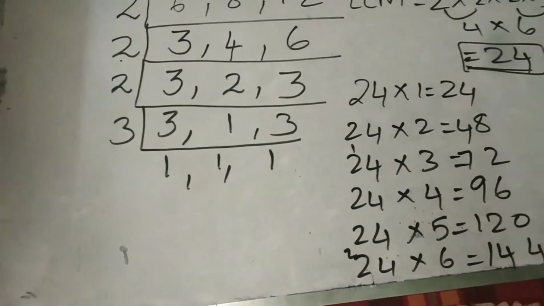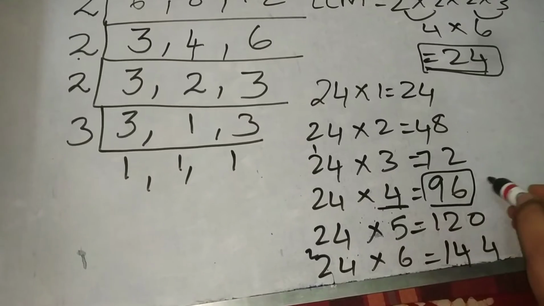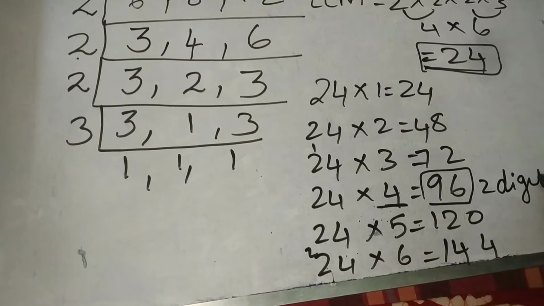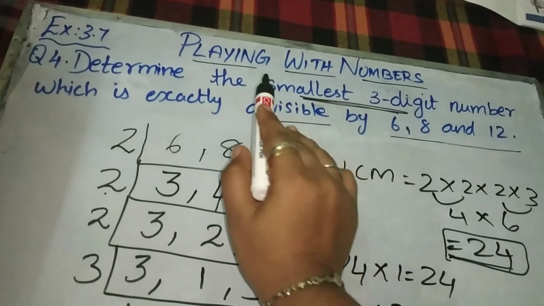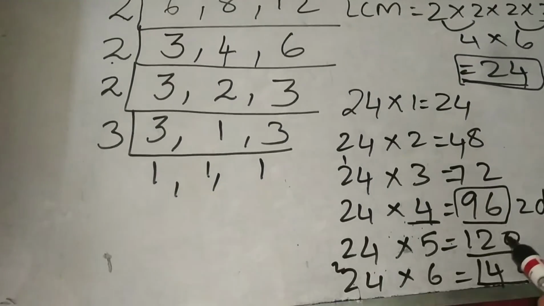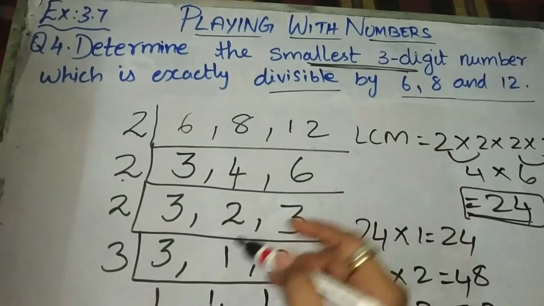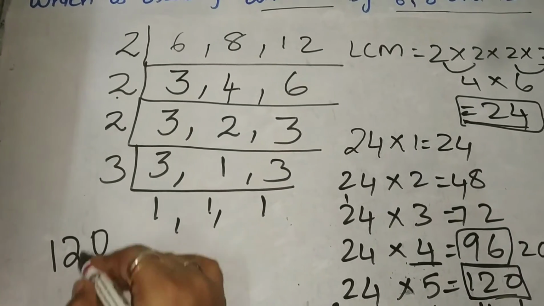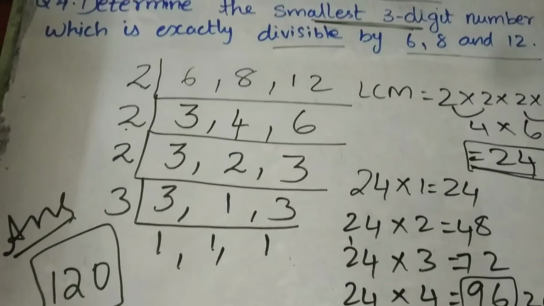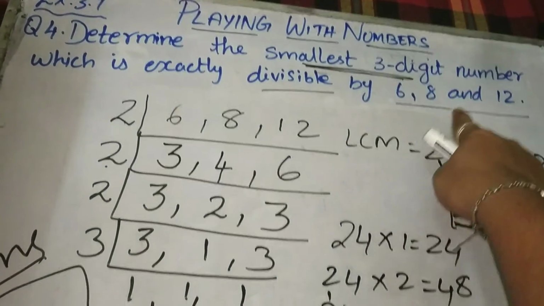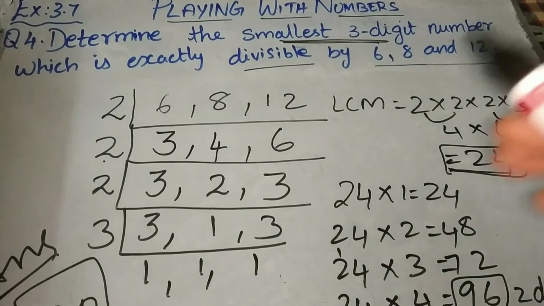So if you see here in the multiples of 24, till 4 times I got 2-digit numbers. Here I got 120, here I got 144. But in the question what they have asked is the smallest 3-digit number. So here which is the smallest 3-digit number? 120. So this 120 is the answer of this question. So this 120 will be exactly divisible by 6, 8 and 12. You can divide and check it. Divisible means you should divide and check.